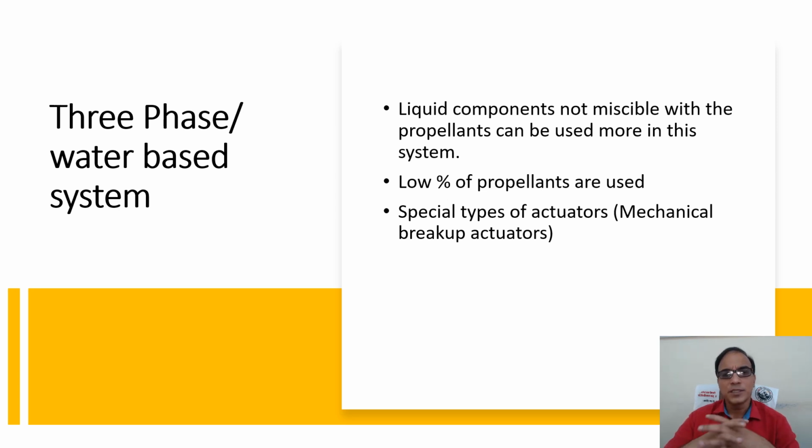Now, three-phase water-based systems. Liquid components which are not miscible with propellants can be used more in this system. In this system, a low percent of propellant is used, and for these systems a special type of actuator, like a mechanical breakup actuator, is used. This is asked in the examination: where will you use a mechanical breakup actuator? In the three-phase water-based system. Okay.